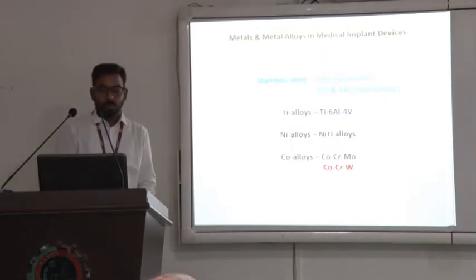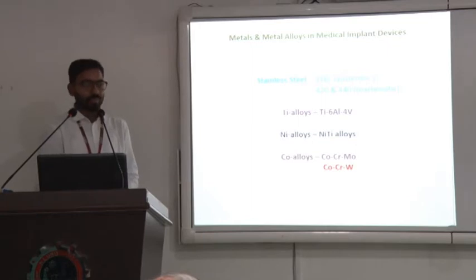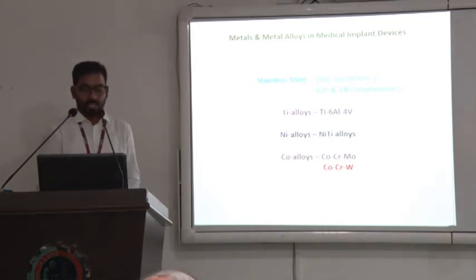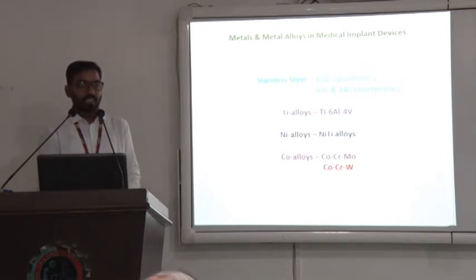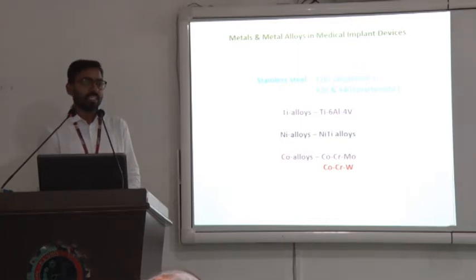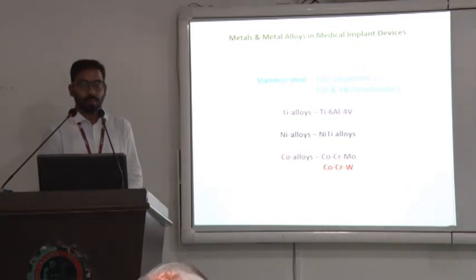At present, what are the various materials used in medical implants? Stainless steel, titanium alloys, nickel alloys, and cobalt-based alloys. The use of nickel alloys in medical implants is slowly decreasing due to their toxic release in the human body, which can generate cancer tumors in the human body. And nowadays, the use of nickel alloys has been greatly reduced.